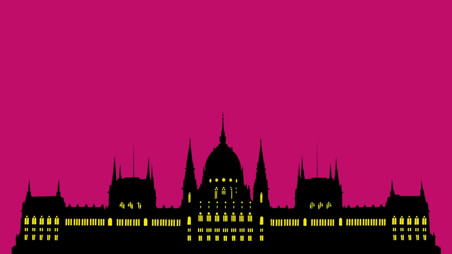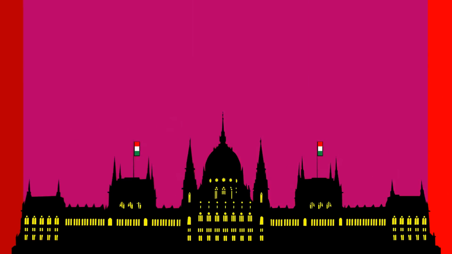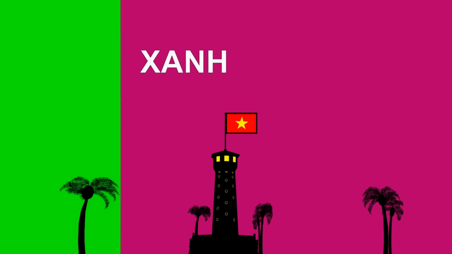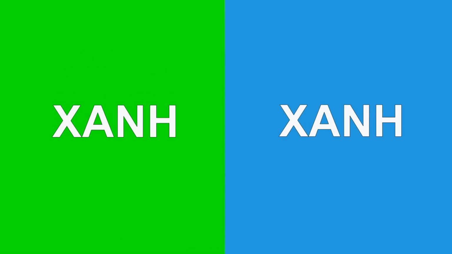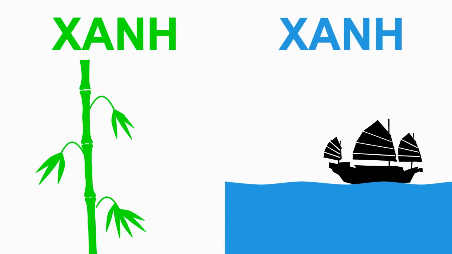In Hungarian, for instance, there are two reds, vörös for dark red and piros for light red. And in Vietnamese, the word sang can mean green or blue. So, if they need to differentiate between the two, they'd have to say sang like the ocean for blue or sang like a leaf for green.